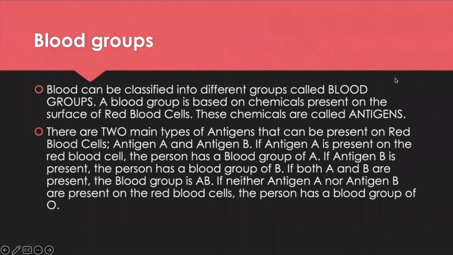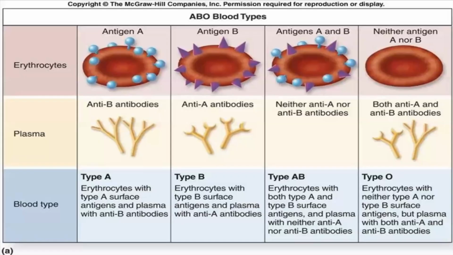People could have A, B, AB, and O, right? Or some people may have A positive, A negative, B positive, B negative. Now, how do we determine blood groups? Well, blood groups are determined by antigens that are located on your red blood cells, right?